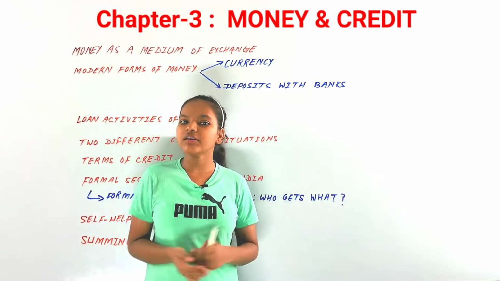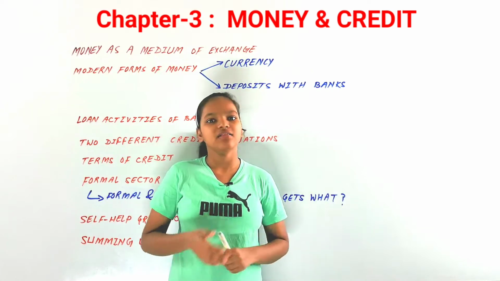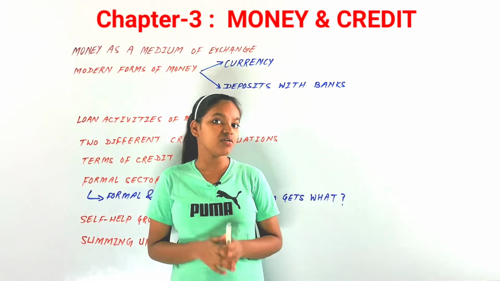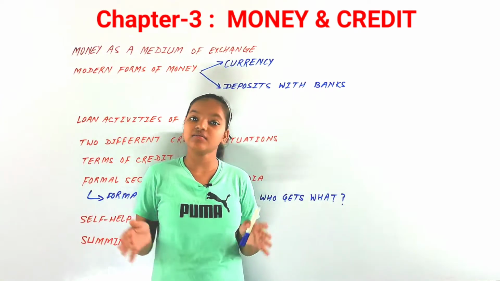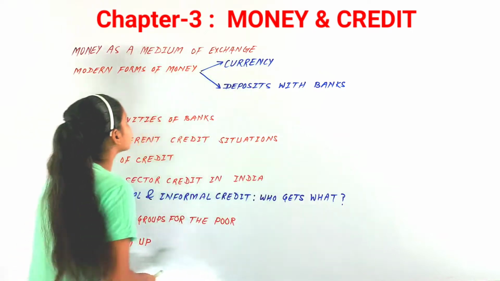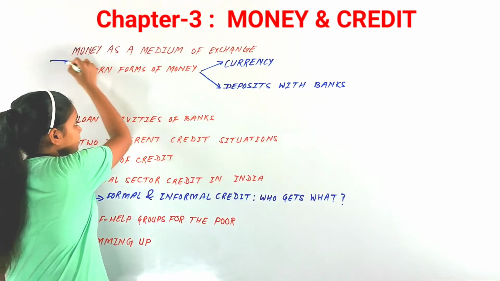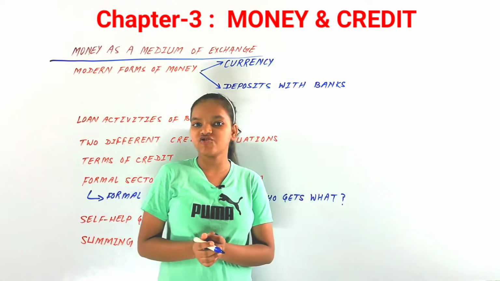And you know, around you there are some transactions going on, aren't there? There must be some transactions going on with money and credit. So what are those things we'll discuss in this chapter? Let's start the chapter with the first topic, that is money as a medium of exchange. So, money as a medium of exchange.